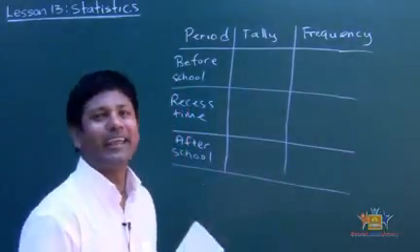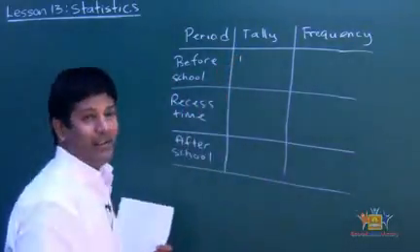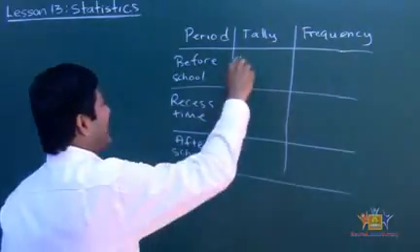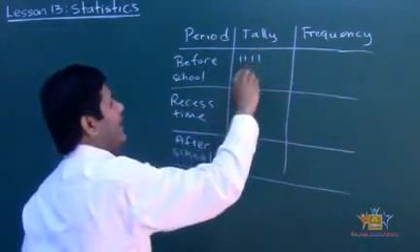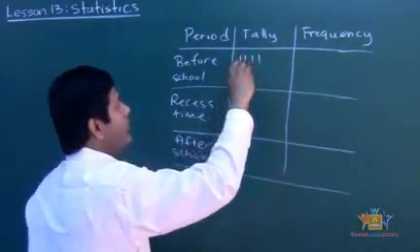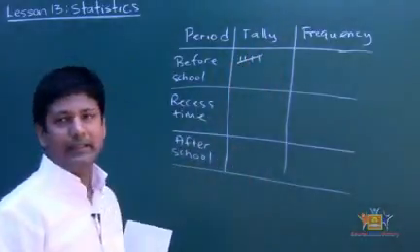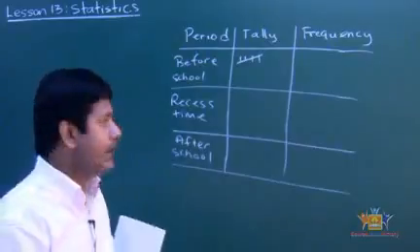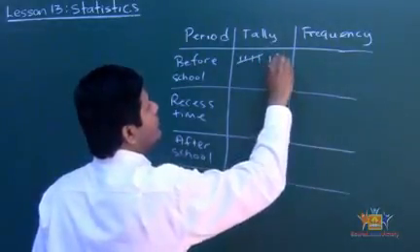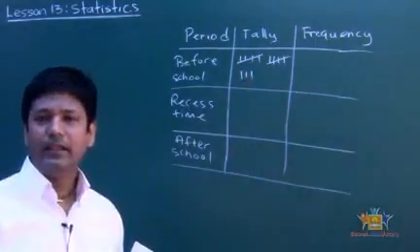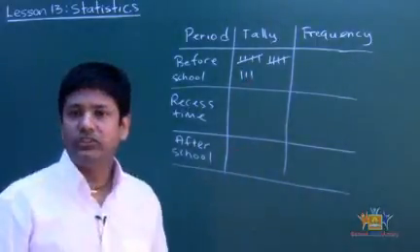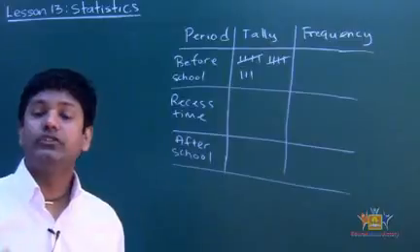One student walks in, and you put a line. Another student walks in, you put another line, and another student walks in, and you put another line. The moment you get to the fifth one, you put a cross. That makes it 5. Then you start a fresh one: 1 2 3 4 5, and then 1 2 3. So you found that before school starts there are 13 students using the library.